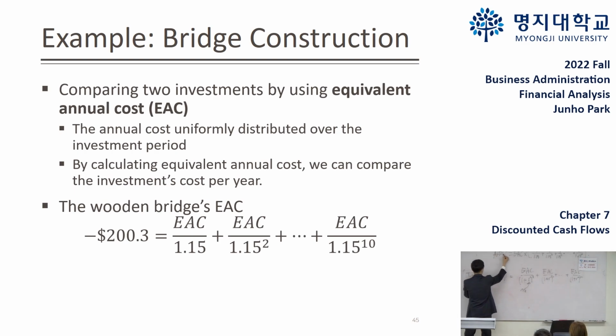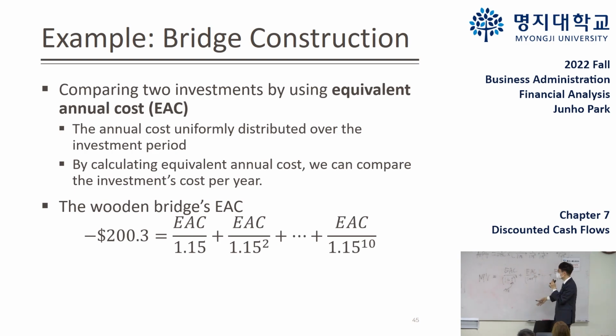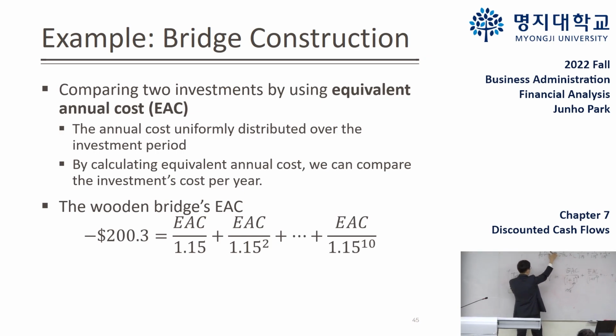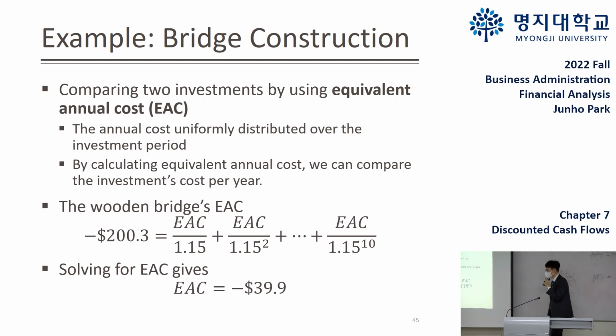So this was minus $203. And we can calculate this, although it may take a while for you to run your calculator. However, it can be calculated. It will be some number, and this is what we want to know. So we can divide this 203 by this number, and then we can get the EAC. And the result is that EAC, the equivalent annual cost, should be minus $39.9.